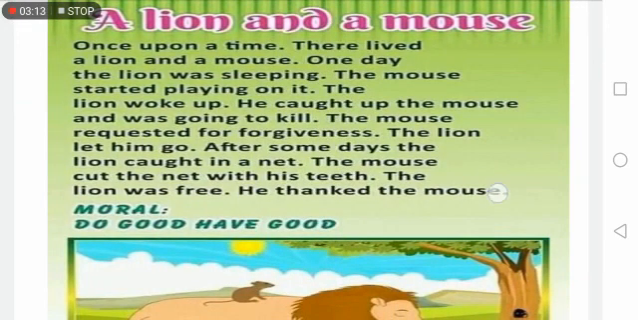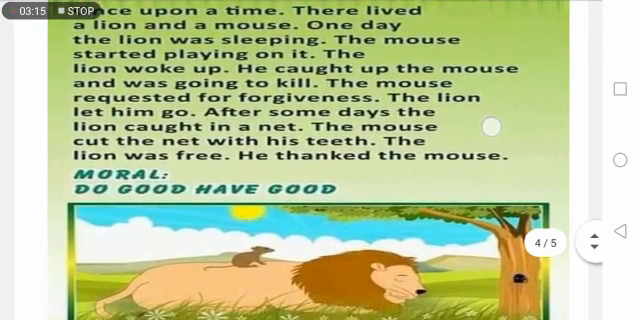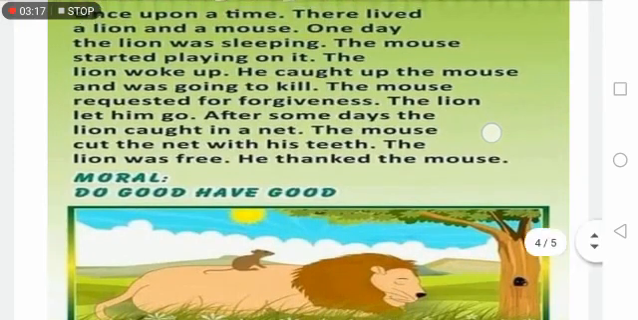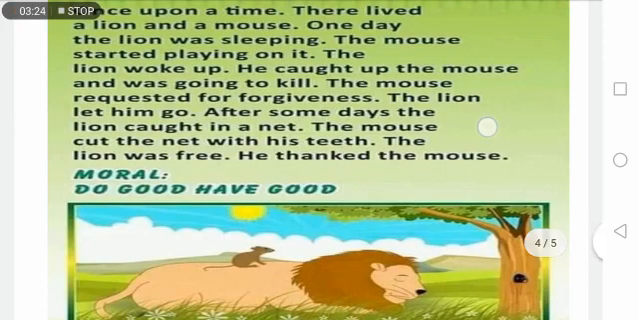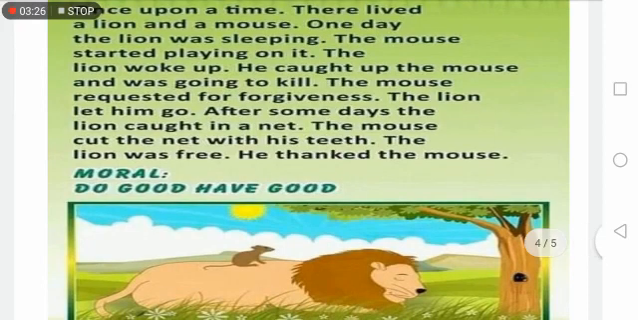A Lion and a Mouse. Once upon a time there lived a lion and a mouse. One day the lion was sleeping, the mouse started playing on it. The lion woke up, he caught the mouse and was going to kill it. The mouse requested forgiveness. The lion let him go. After some days, the lion was caught in a net. The mouse cut the net with his teeth. The lion was free. He thanked the mouse.